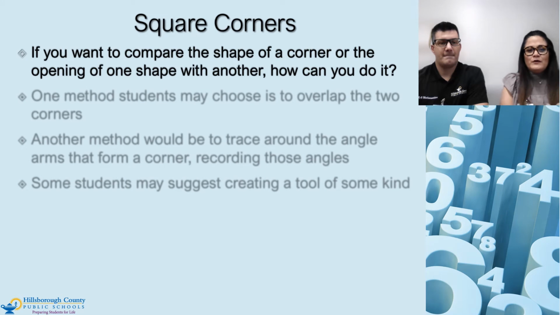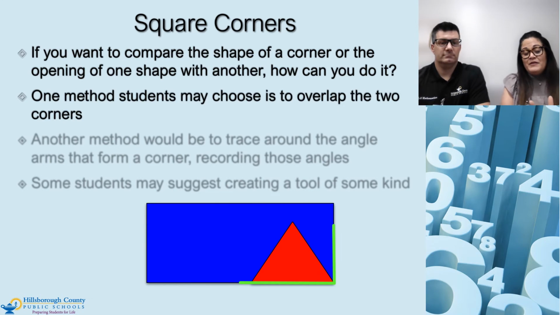In talking about square corners, if we want our students to compare the shape of a corner or the opening of one shape with another, how could they do that? One of the methods that our students can use is to overlap the 2 corners. So for example, you see here, this is a direct comparison where they're actually putting the figure on top of the other figure to compare the angles.